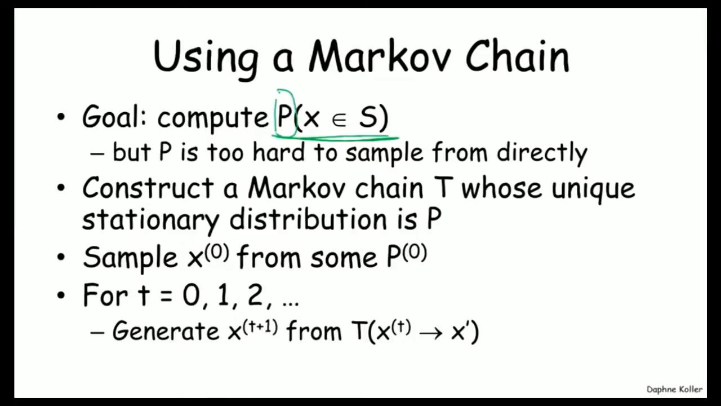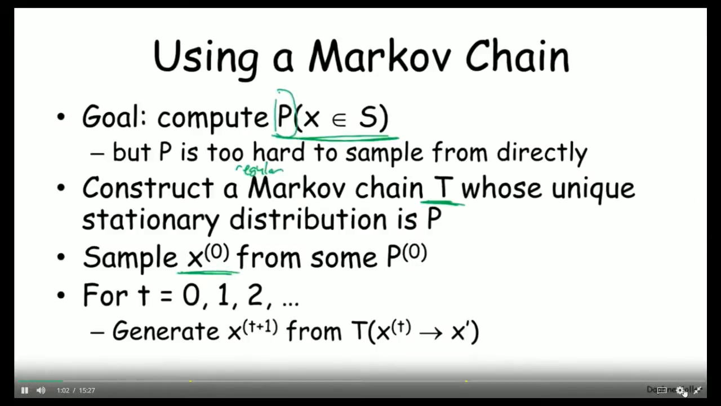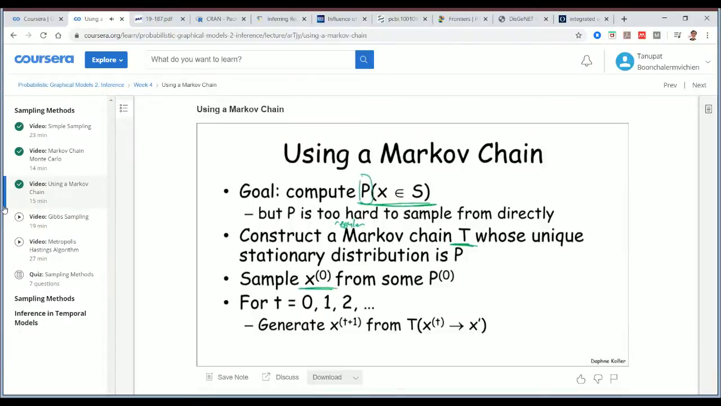First, we construct the Markov chain T, whose unique stationary distribution is P. So it needs to be a regular Markov chain usually. And then we're going to generate samples from this distribution. So we're going to start out by sampling my initial state from some arbitrary distribution P0.